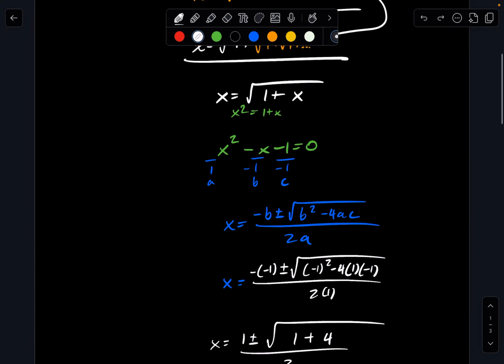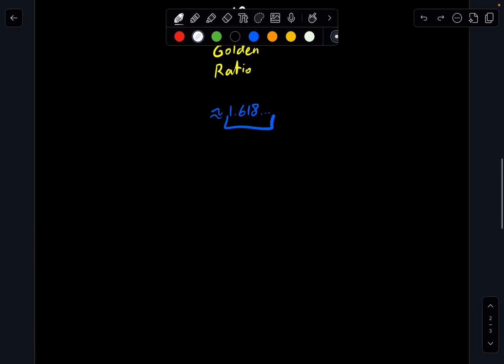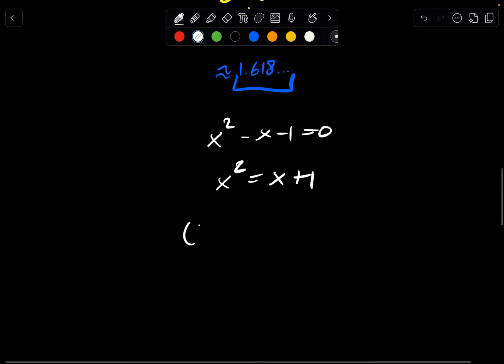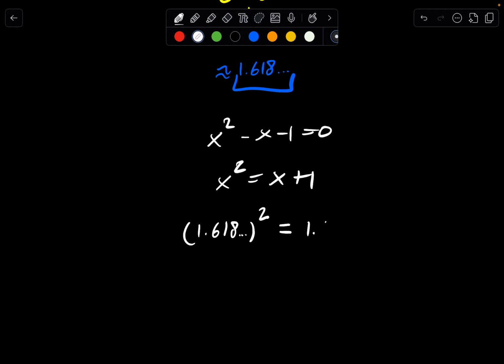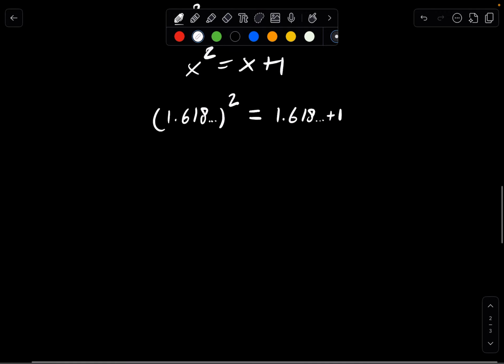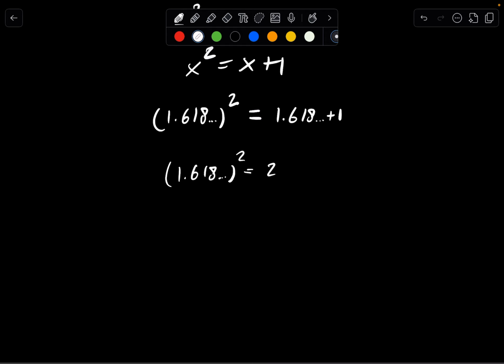Now, using our definition of how we found the golden ratio, we said this was the solution to x squared minus x minus 1 equals 0. So if we rearrange the terms, that means x squared is equal to x plus 1. So if we think about what that means for a second, that means 1.618... squared is equal to 1.618... plus 1. So that's a really cool property of this number too. 1.618... squared is equal to 2.618... So we just added 1 there.